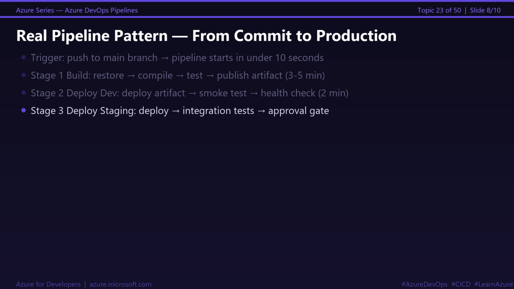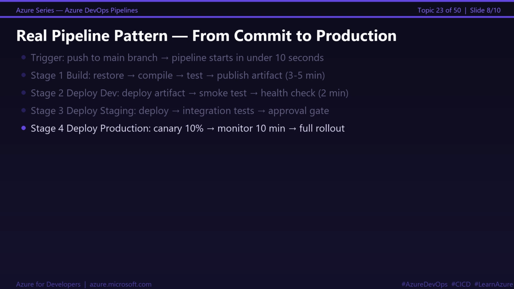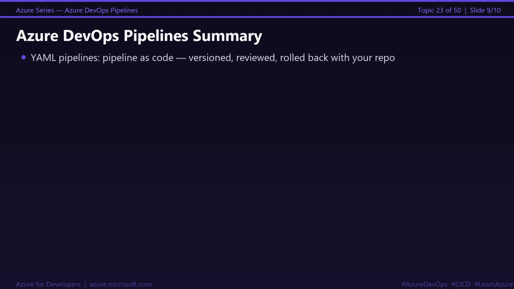Stage 4, production canary. 10% of traffic goes to the new version. Azure Monitor checks error rates and latency for 10 minutes. Everything healthy? Full rollout to production. Problem detected? Automatic rollback. From commit to production, under 30 minutes. 0 manual steps after the initial commit. Full audit trail of every action.